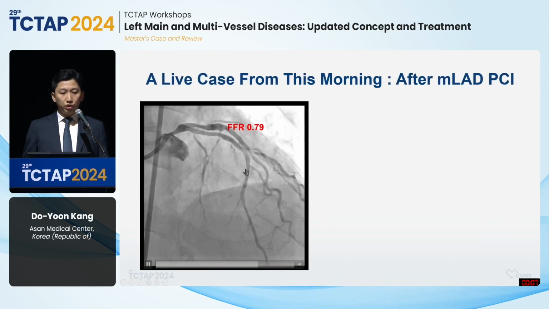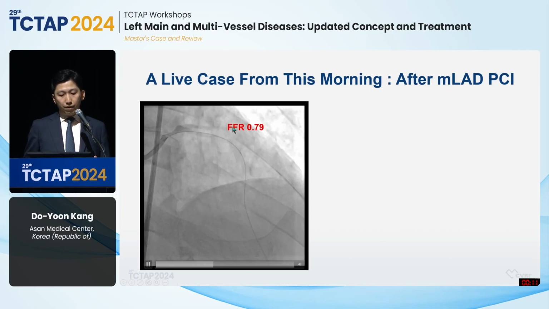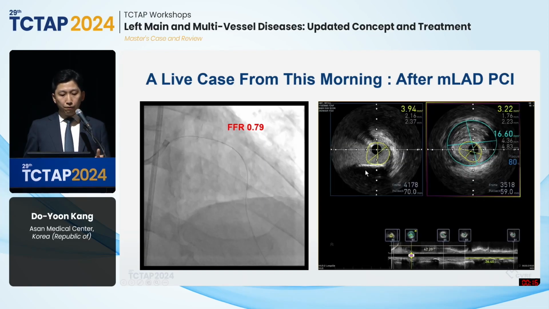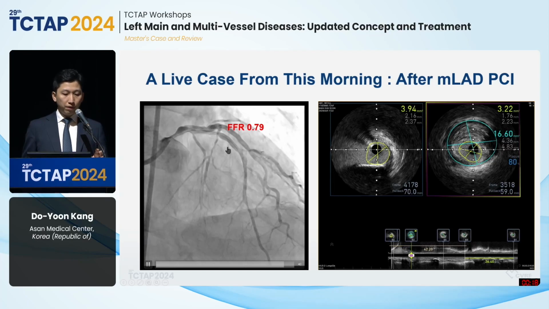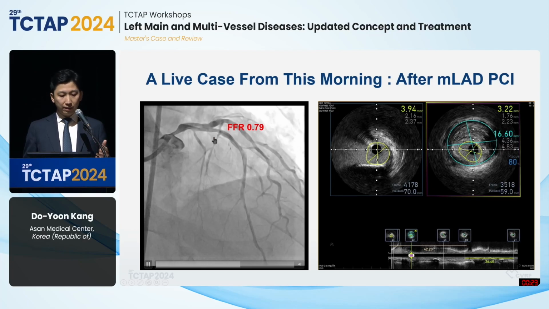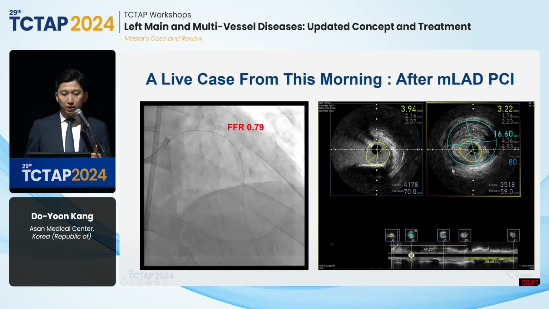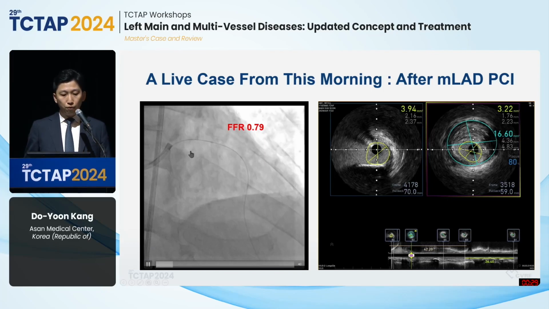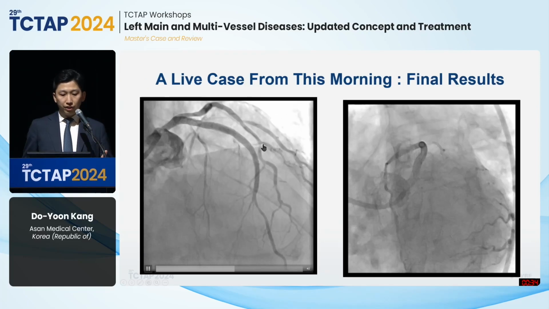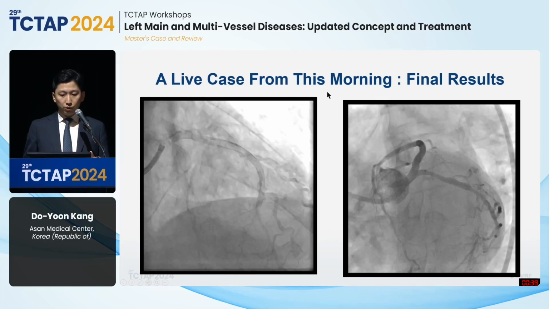And this is the conclusion of this morning's live case. After treating the mid-LAD, FFR at the proximal LAD was 0.79. And the IVUS showed a different story from the angiography. On angiography it was less than 50% stenosis, but on IVUS there was a huge amount of plaque, with a maximum plaque burden of 80% and a diffuse left main to proximal LAD stenosis. And this is the result after treating the left main to proximal LAD disease also.